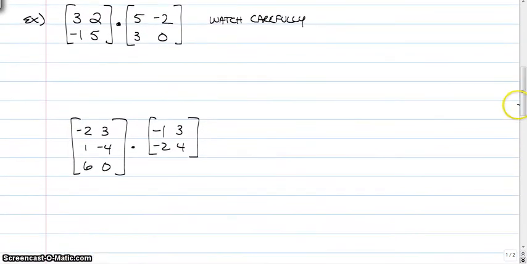Okay? So now we're going to get into what you actually do if they can be multiplied. Now you're going to watch very carefully because this is something totally different than you've ever done. What you need to do is multiply across the rows of the first matrix as you go down the columns of the second matrix. So this is a 2 by 2. This is a 2 by 2. So our resulting matrix is going to be a 2 by 2. So let's do it.